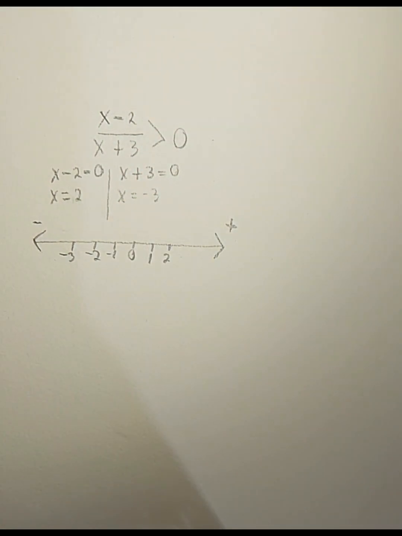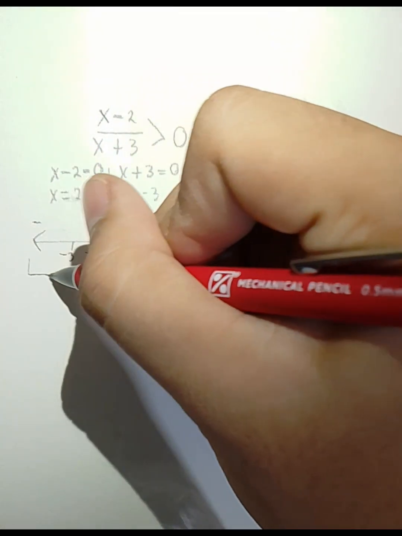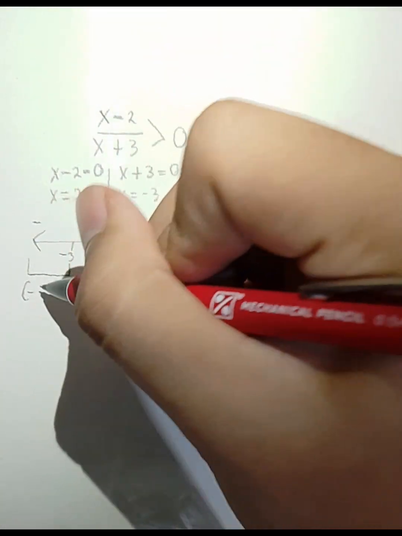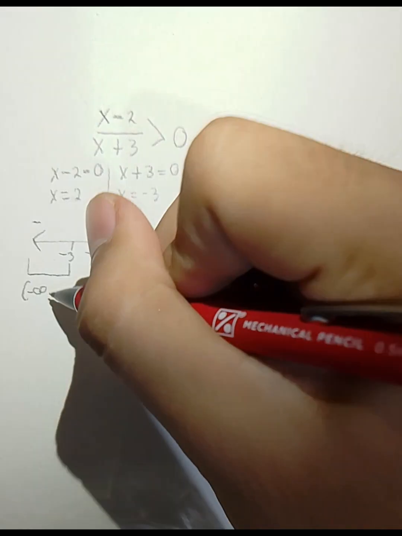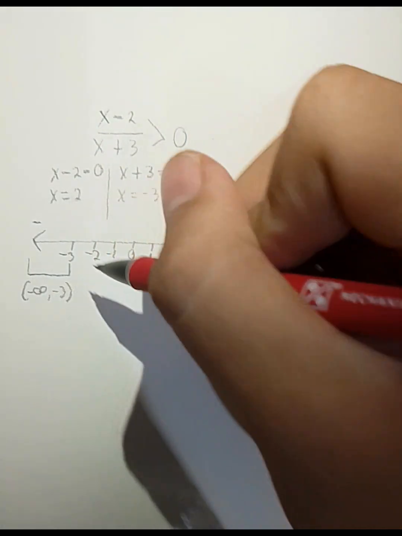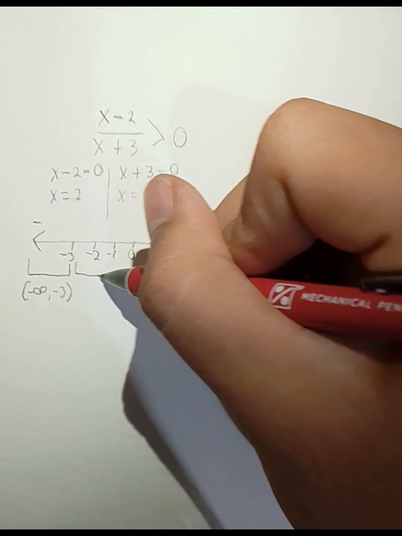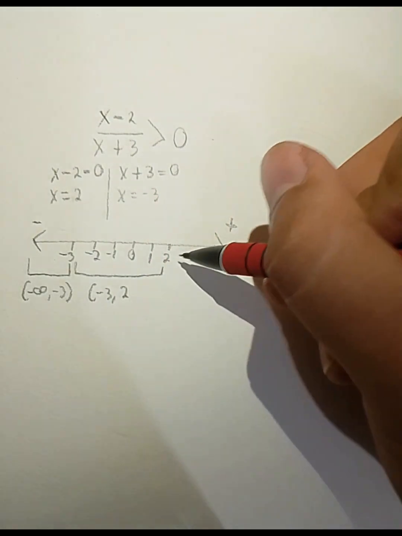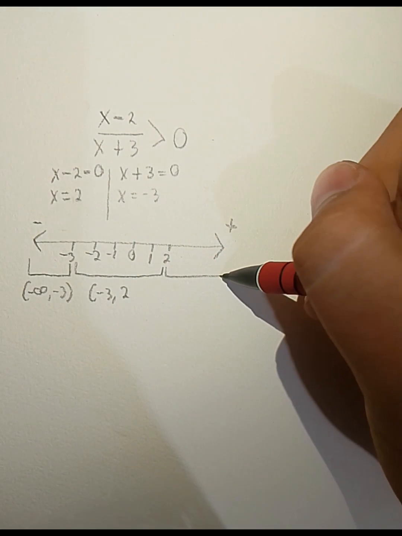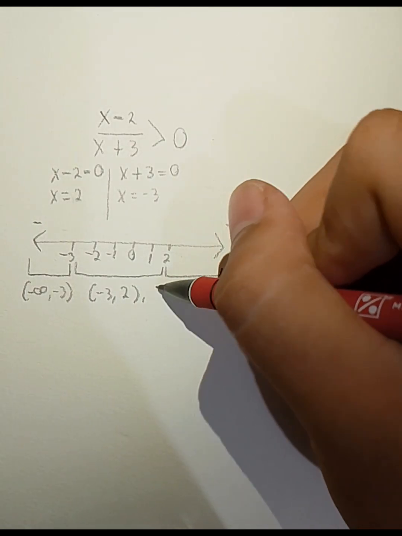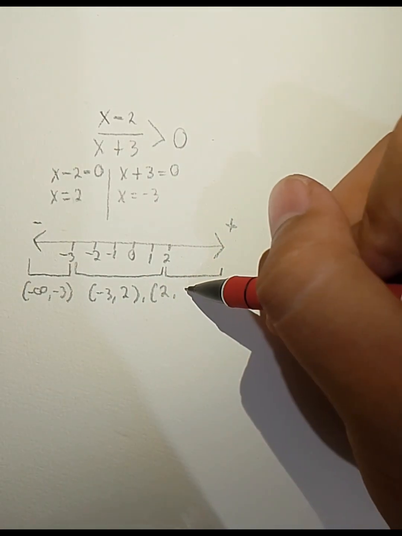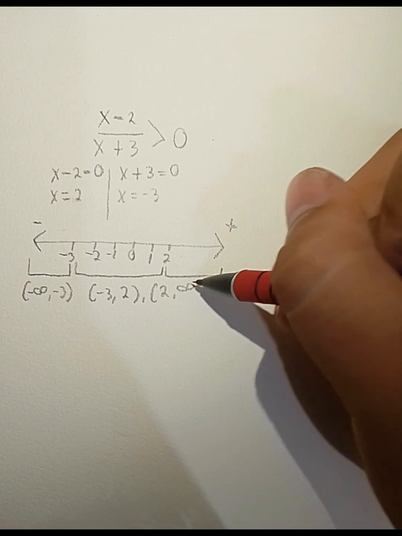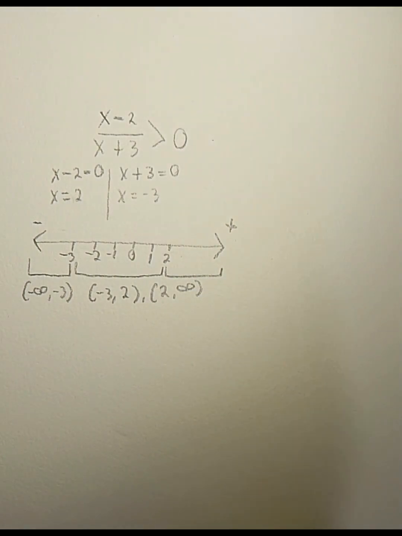Now, we will get the intervals. So let's mark this. It is negative infinity to negative 3, from negative 3 to positive 2, and positive 2 to infinity. Now that we have the intervals, it's time to get the test points.